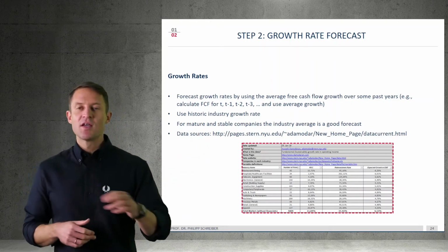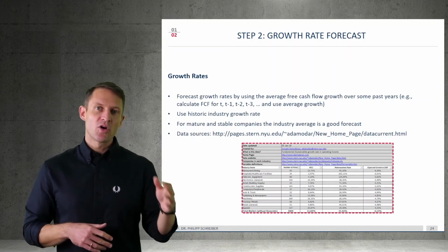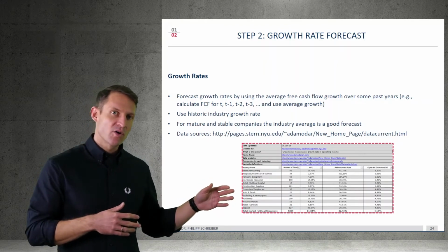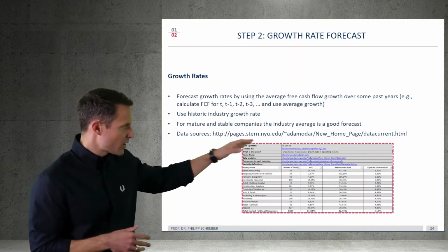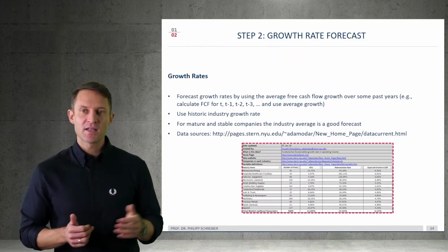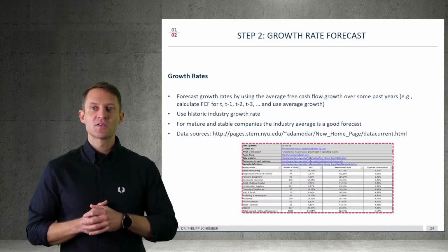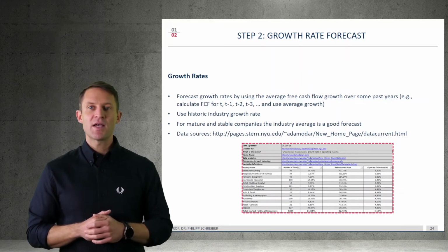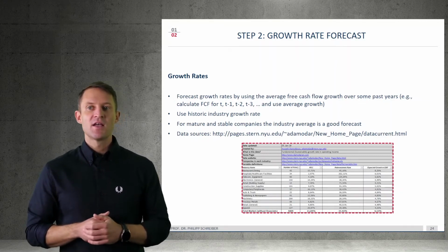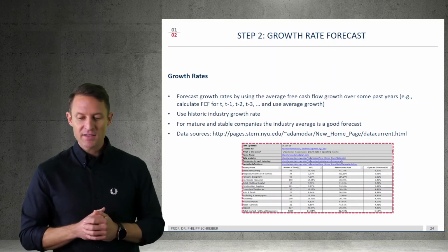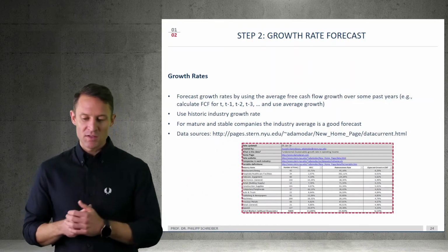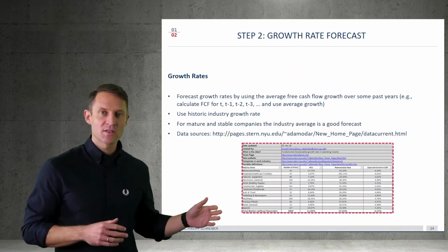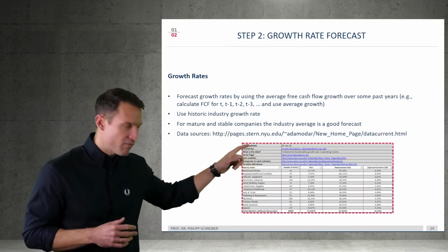And the good news is you don't even have to do it. You don't even have to calculate the growth rate based on historical data because you can just look it up in a database. Again, this is the New York University database, the Stern database. And you can see here it has growth rates for various industries, restaurants, dining, hospitals, whatever you're interested in, you can find a growth rate here.